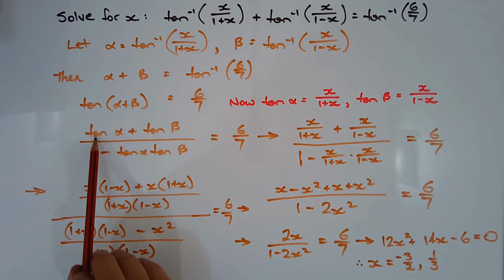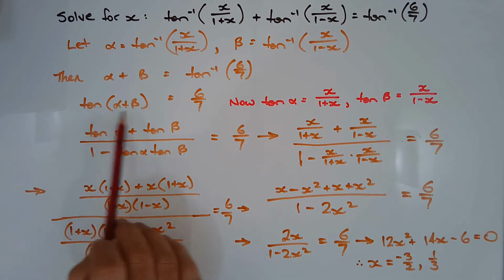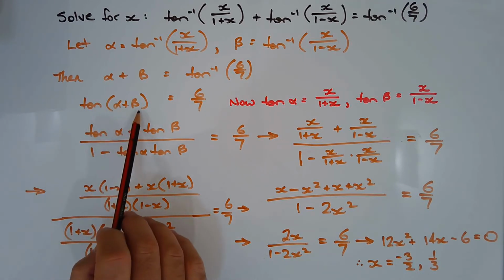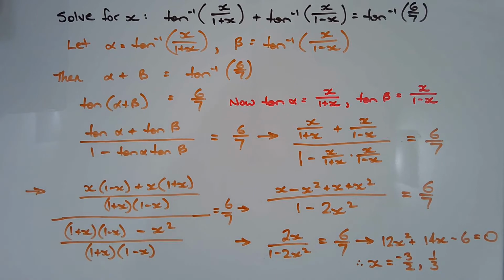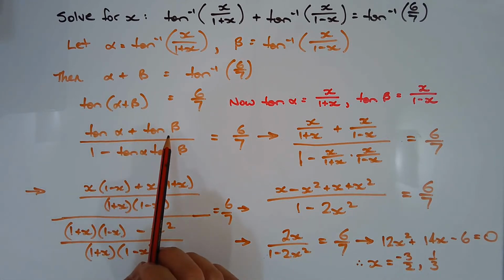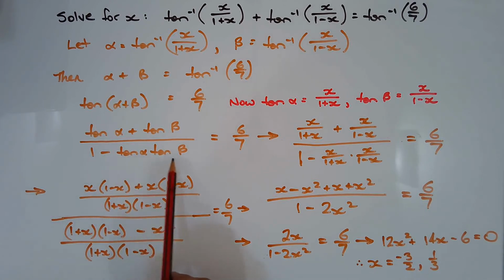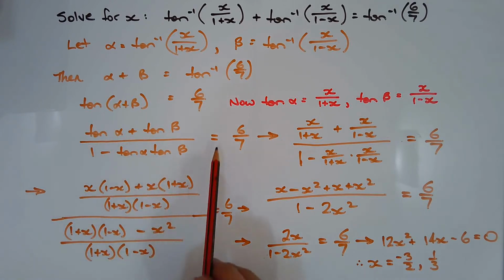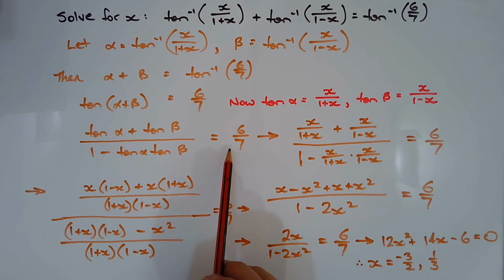Now, expanding this trig ratio of a compound angle, so this is the tan ratio of the compound angle alpha plus beta, we're going to get tan alpha plus tan beta over 1 minus tan alpha tan beta. Okay, that we've seen before. And that's equal to 6 over 7.